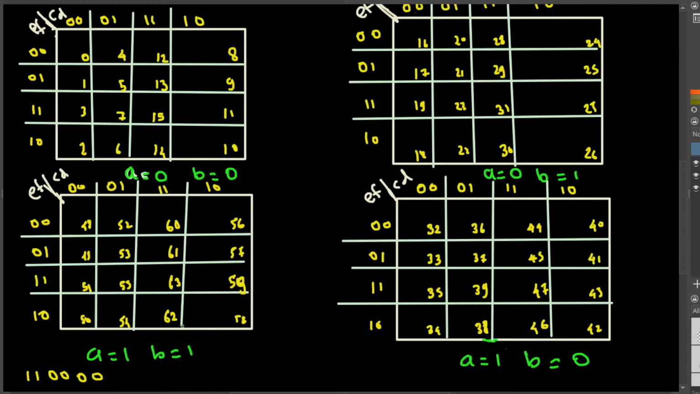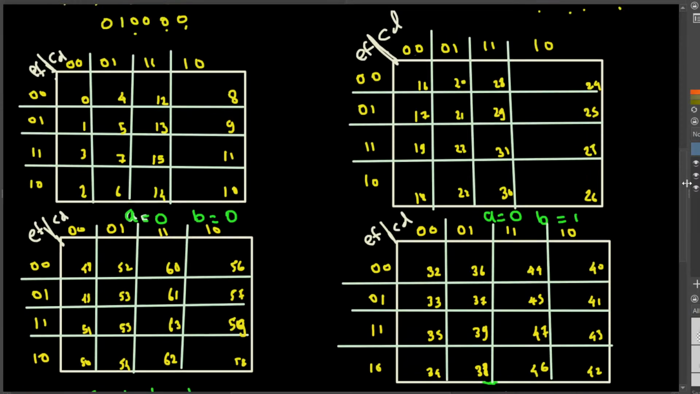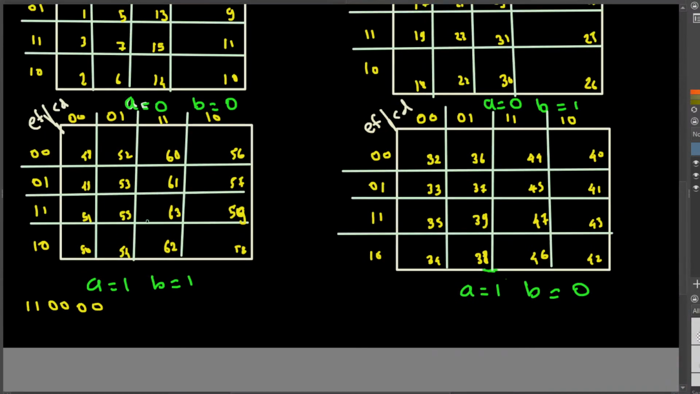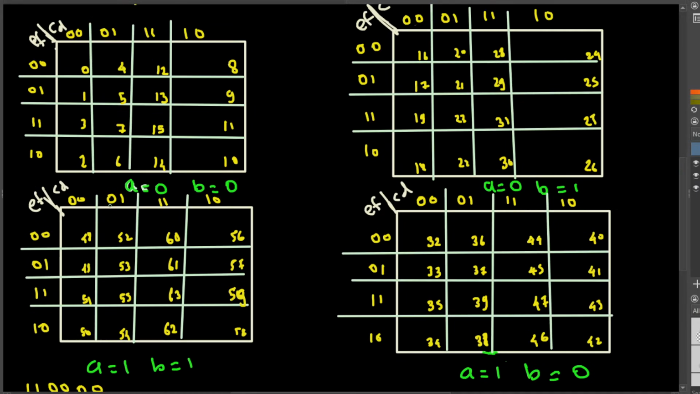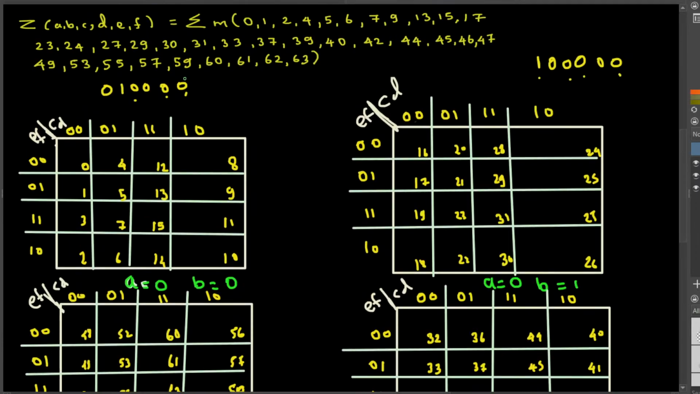The reason is, since when we have a 6 variable K-map, 2 power 6, what's the maximum we're going to have? 64, right? So since we are starting from 0, 63 is the maximum number we are going to have. So if you end up with 63 counting, you did it right. Okay, now let's go ahead and plug the values given in the equation.